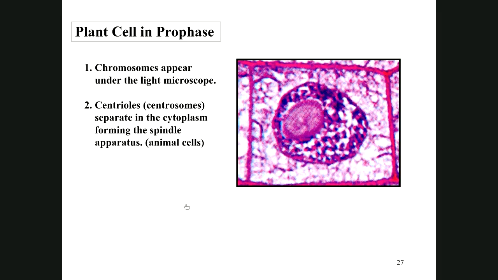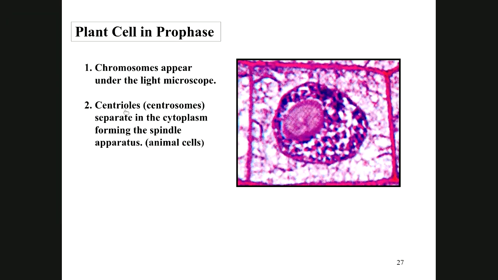So we have a plant cell here that's in prophase. You can see that the chromosomes are starting to condense here. So it says chromosomes appear under the light microscope. That was the first description of this process occurring. And so when you see chromosomes starting to condense, shorten, and thicken, the cell is in prophase.